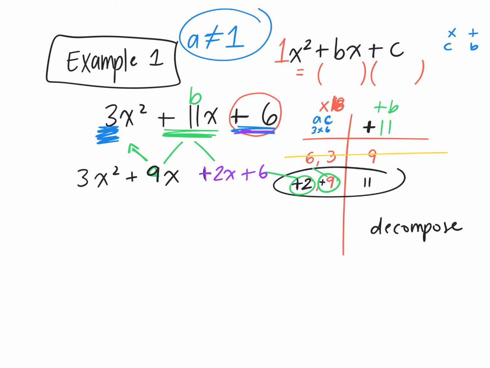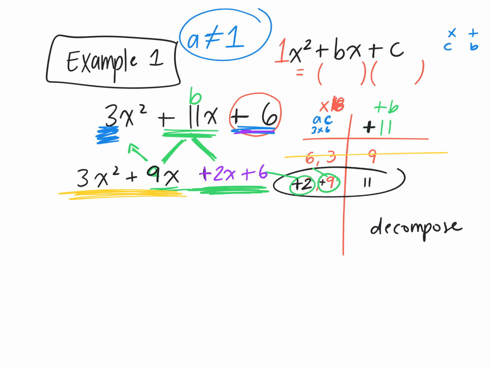Does everyone see what I did here? I've broken this apart. I made it 9 plus 2. Instead of writing plus 11, I'm writing plus 9 plus 2. Plus 9 plus 2 is the same as writing plus 11. So we group these together. We have our 3x squared and our 9x have common factors. We've already done this method. And we have our 2x and our 6 have common factors. So you factor them separately.